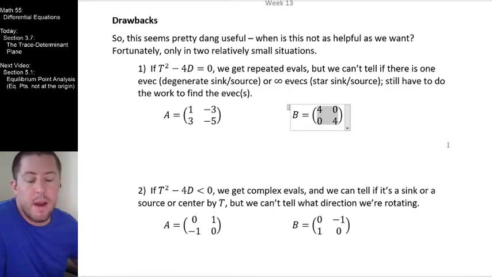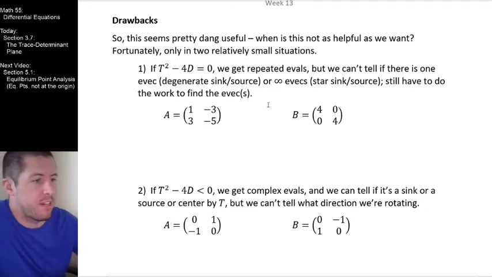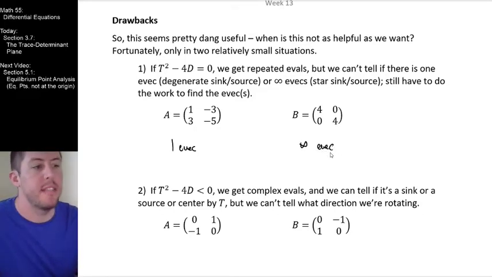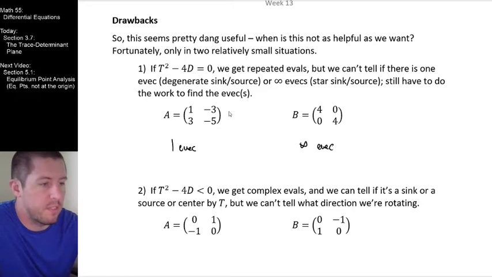Matrices of this form right here will have that every single vector is an eigenvector. Whereas over here, we're only going to get one special vector that is an eigenvector. So you can go ahead and do the math. I'm not going to do it because I've done both of these right here. But both of these will have the case that t squared minus 4d is equal to 0.